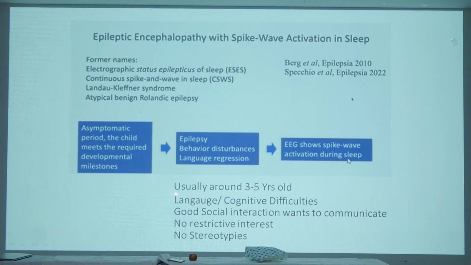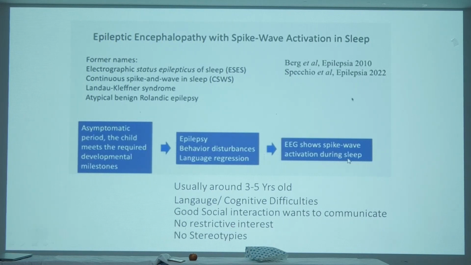The first is onset. Landau-Kleffner syndrome usually starts after 3 years of age, whereas primary autism, as we already saw, starts at the age of 18 months or 2 years. Language and cognitive difficulties in the Landau-Kleffner syndrome. They have good social interaction. They want to communicate. That is not seen in the primary autism. No restricted repetitive behavior and no stereotyping.